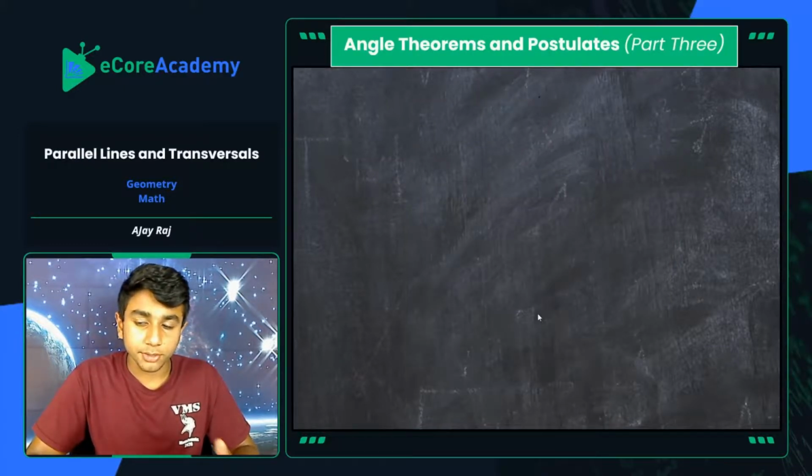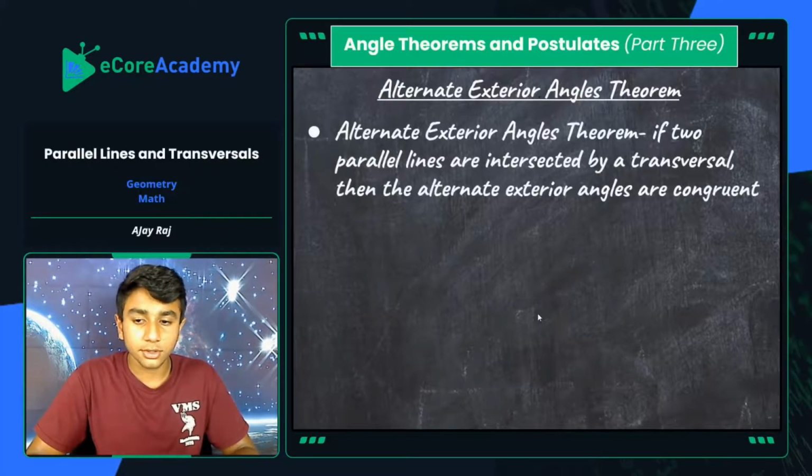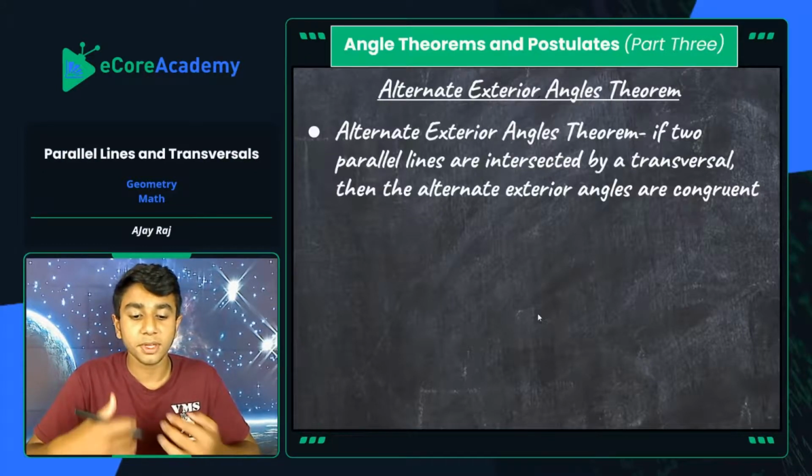Angle theorems and postulates part 3. Let's look at the alternate exterior angles theorem. It states that if two parallel lines are intersected by a transversal, then the alternate exterior angles are congruent. Just like the alternate interior angles, this is basically like an inverse statement of that. So it applies the same properties.